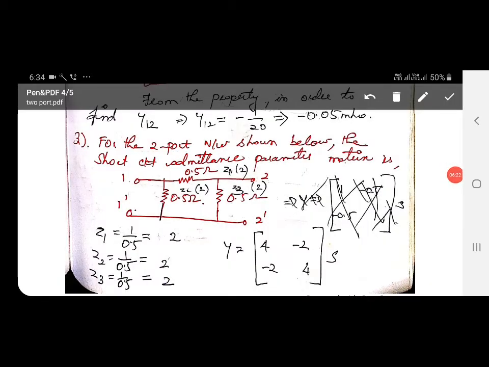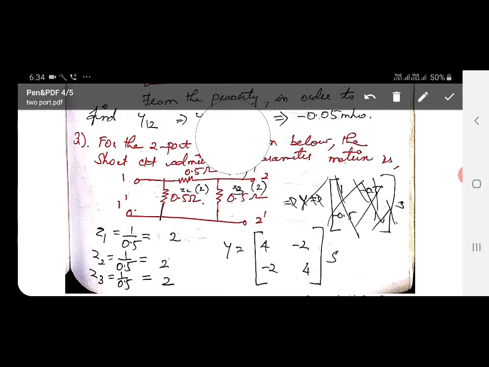Actually we know that admittance should be in the reciprocal format. If they give mho, no problem; if they give ohm, we take the reciprocal. Z1 is 1 by 0.5, which is equal to 2, and all the given elements are 0.5 ohm, so Z1, Z2, Z3 will all be 2. For y11 it will be a combination of these two: 2 plus 2 is 4.